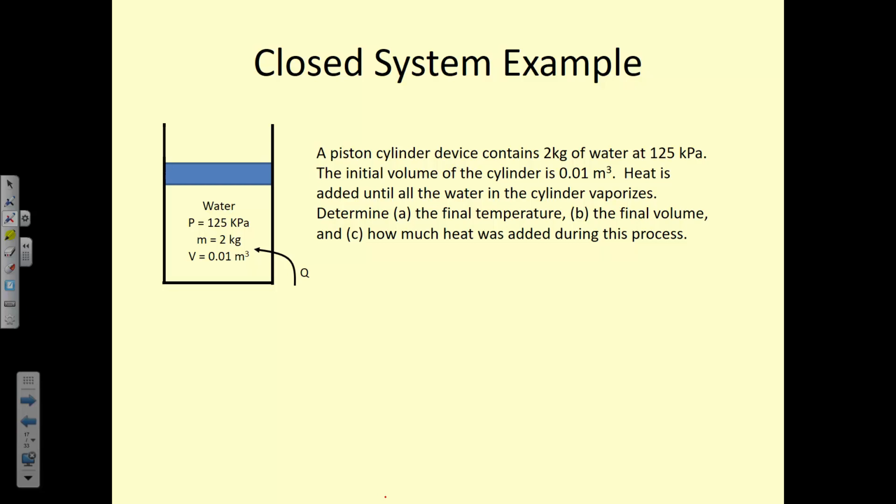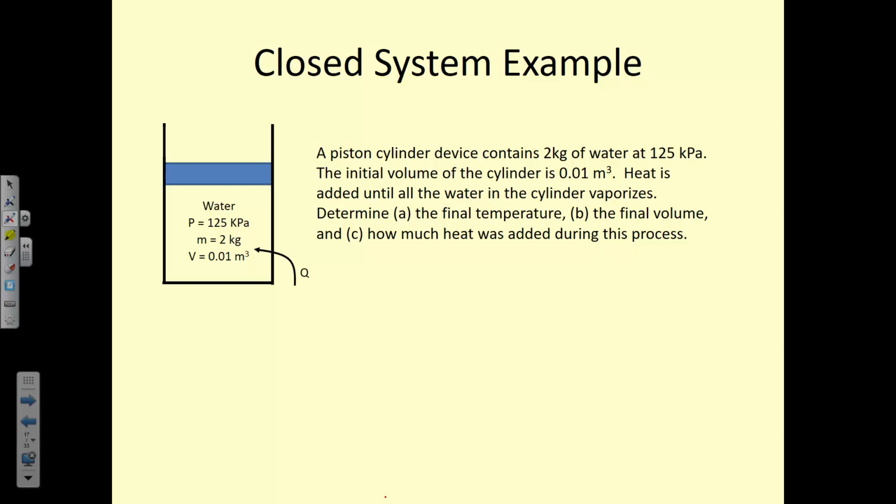Okay, so it's a piston cylinder device, and it contains 2 kilograms of water at 125 kilopascals. The initial volume of the cylinder is 0.01 meters cubed. That's nice, it's not in liters. Heat is added until all the water in the cylinder vaporizes. So what information do we need to determine the initial state and the final state and the other things they're requiring in this problem?